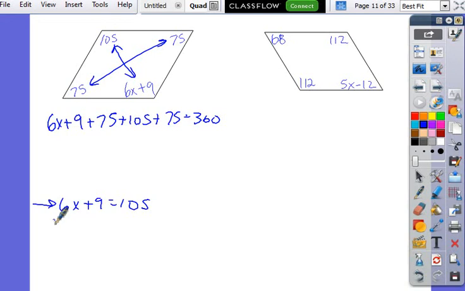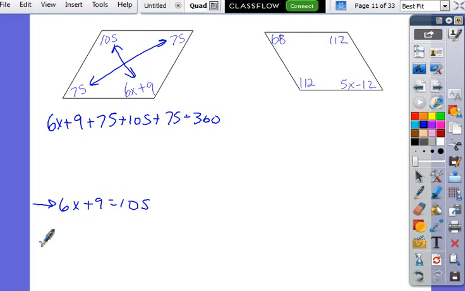If they're not the same, then you got to do it the way we did the last few. Add up everything equal to 360. To me, the 6x plus 9 equals 105 is way easier. But again, that only works if the opposite ones match up.